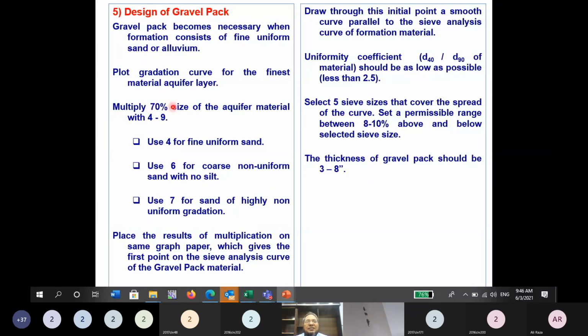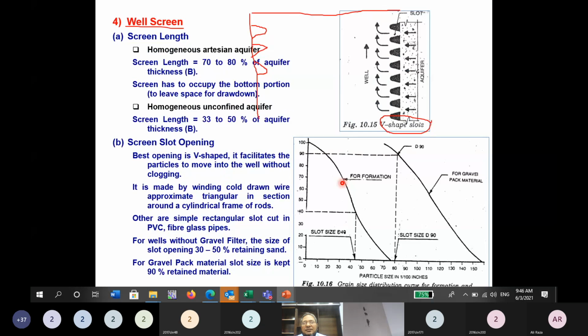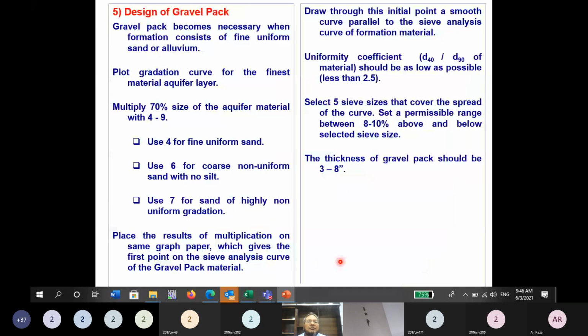Multiply the 70% size of the aquifer material by 4 to 9. Now the 70% size is here, okay? And this is that size in inches, and we will multiply it by 4, up to 9, and 6. Use 4 for fine uniform sand. If this is uniform sand, we will use 4. Use 6 for coarse non-uniform sand with no silt. If there is no silt, only sand, and it is not uniform, then we multiply by 6. Use 7 for sand of highly non-uniform gradation. It is sand but has a lot of variation, meaning fine sand, medium sand and coarse sand, so you will use 7. So we multiply the diameter at 70% by 7.